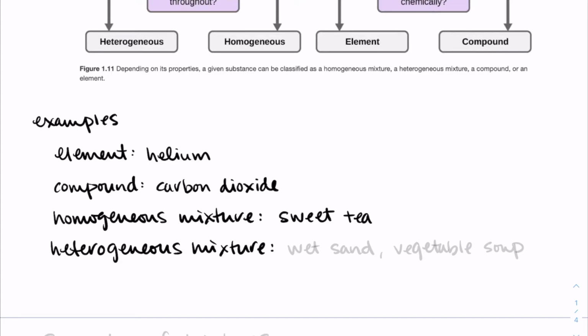A heterogeneous mixture would be something like vegetable soup or wet sand, right? You can see the individual pieces that were mixed together to make this mixture, and you can just visibly discern them from a macroscopic level.